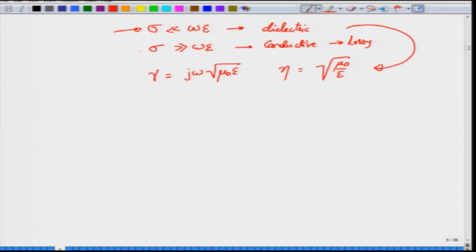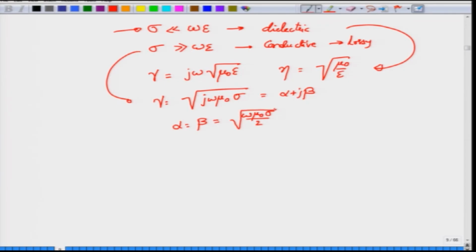On the other hand, for the conductive scenario, gamma will be equal to square root of j omega mu naught sigma, okay, because j omega epsilon is very small compared to sigma. So, gamma will be equal to square root of j omega mu naught sigma, which of course will be equal to alpha plus j beta, correct. Any complex number is equal to a real and an imaginary part. So, what is alpha here? In fact, the magnitudes of alpha and beta are both equal and they are given by the square root of omega mu naught sigma by 2, okay.